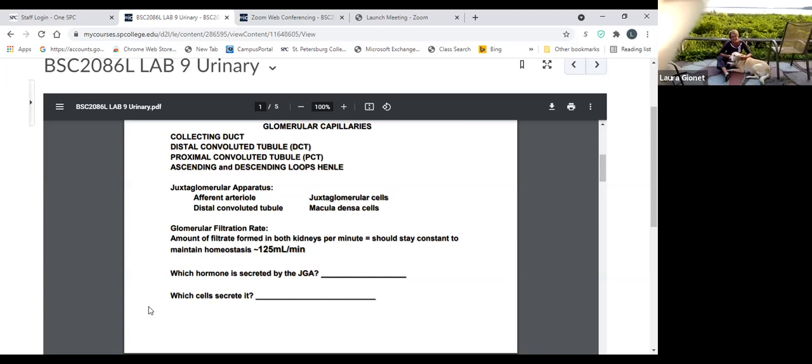125 milliliters per minute. So your question is, well, what hormone is secreted by the JGA? That's renin. This is where the renin comes from in the renin-angiotensin system. And which cells secrete it? The juxtaglomerular cells. Remember, if it's a hormone, it goes into blood. So the cells within the afferent arteriole, the JG cells, are the ones that produce the renin.